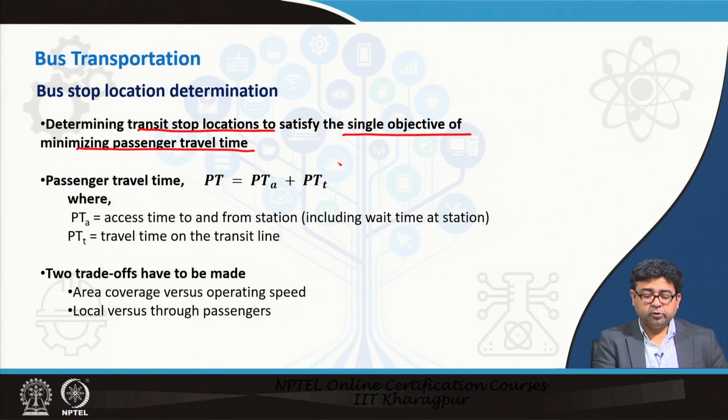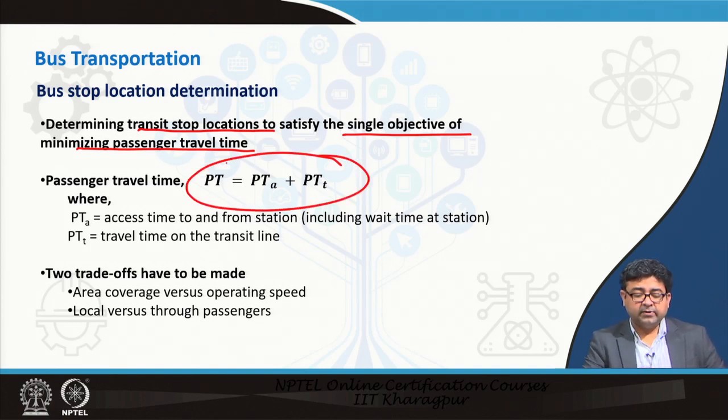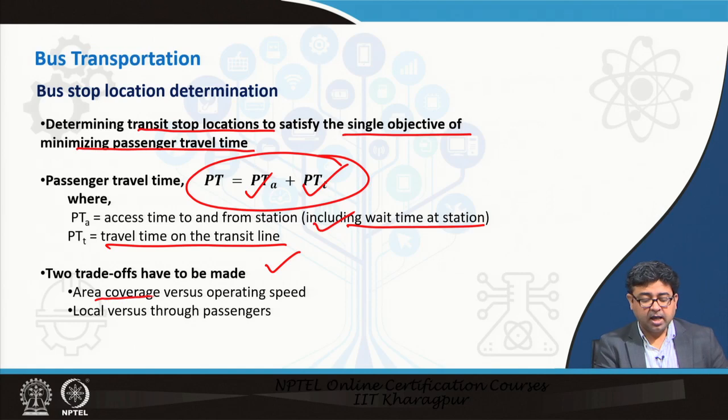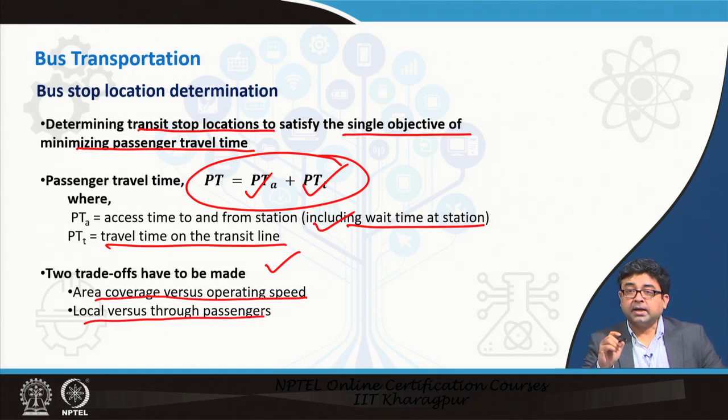So, we already know that passenger travel time on a transit line consists of two components: the access time, which includes the wait time at the station, and also the actual travel time on the transit line. So, now in order to know where the station should be located, two trade-offs have to be made. One is a trade-off between area coverage and operating speed, and we will see what that is, and also a trade-off between local passengers and through passengers, right.